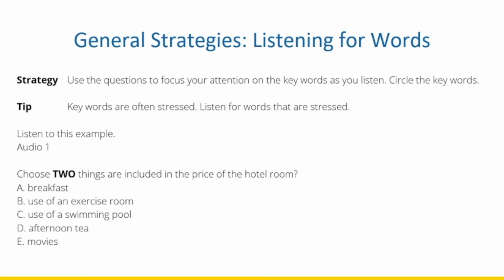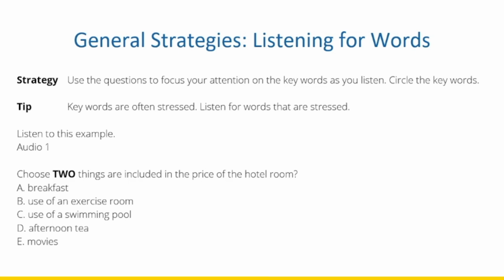And now we are going to review our first strategy of the listening test, which is a general strategy, and it's going to be about listening for words. Remember, when you are listening to different recordings in the IELTS test, you have to use the questions you have on your handout to focus your attention on the keywords as you listen. Remember, the most important part here is also to circle the keywords. And the most important tip is for you to remember that keywords are often stressed, and you need to listen for words that are stressed. And as you know, stressed words always sound a little bit louder than the rest of the words.